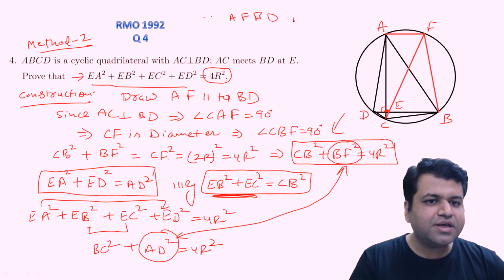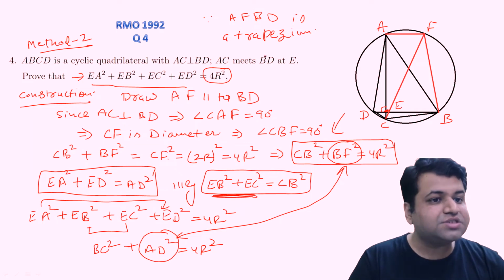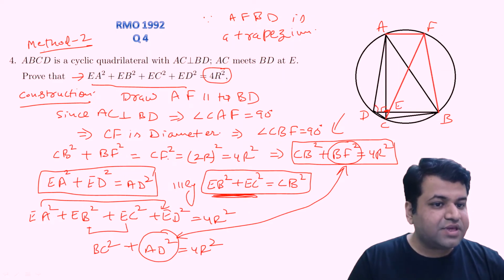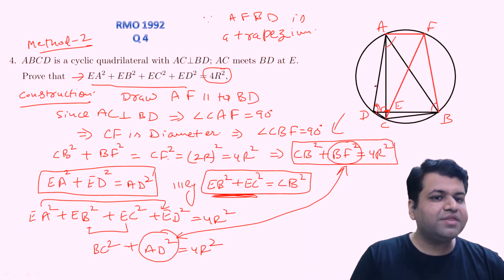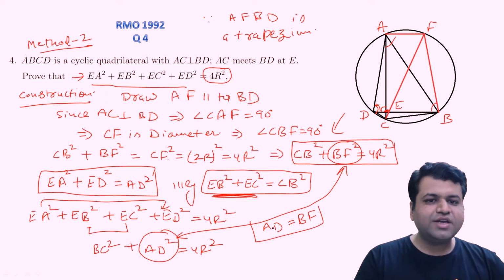AFBD is a trapezium, and in a cyclic quadrilateral we can only make an isosceles trapezium, because the sum of opposite angles is also 180 degrees, and these two are parallel, so the sum of these two angles is also 180 degrees. So this will imply that this angle will be equal to this. That means these are isosceles triangles, and this will simply imply that AD is equal to BF. So I guess we are done.